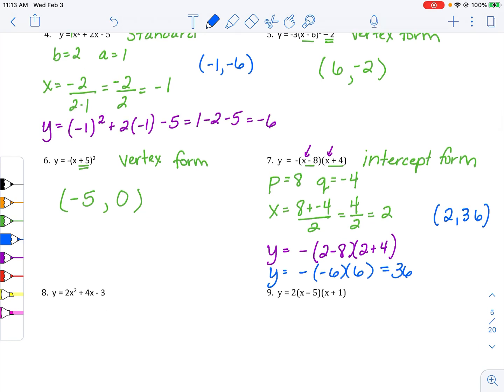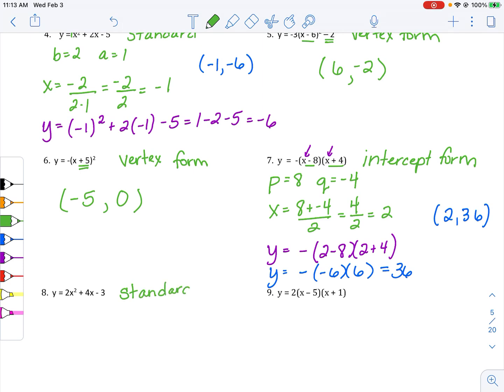All right, so then moving to number 8. I'd ask you at this time to pause the video and see if you can identify what form this is before I tell you what it is. And then maybe you could even find the vertex first. Or you can just follow along with me. Note this one does not have a parentheses, so this one is standard form.